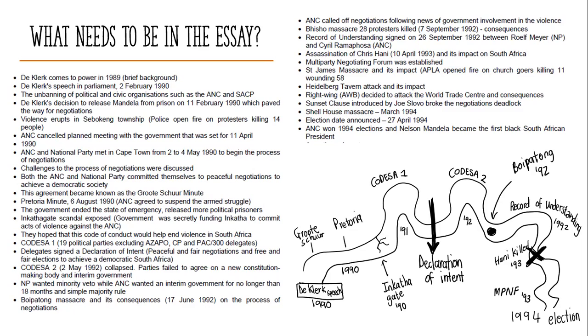They decide they are going to work together, and then it seems like everything's back on track, and then boom, on the 10th of April 1993, Chris Hani, who was actually a very popular leader of the South African Communist Party, was assassinated. He was actually the one that a lot of people thought was going to be president of South Africa, and then he was murdered.